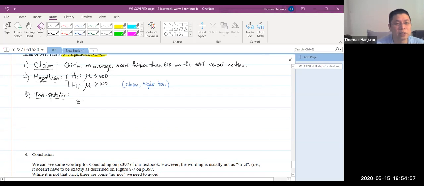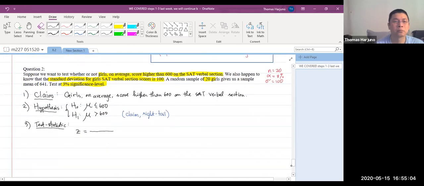Okay, my test statistic will be z equals, what do I have on the top? A random sample of 20 girls gives us a sample mean of 641. That's x bar, 641. So test statistic, 641 minus 600. The formula is x bar minus mu over sigma over square root of n.